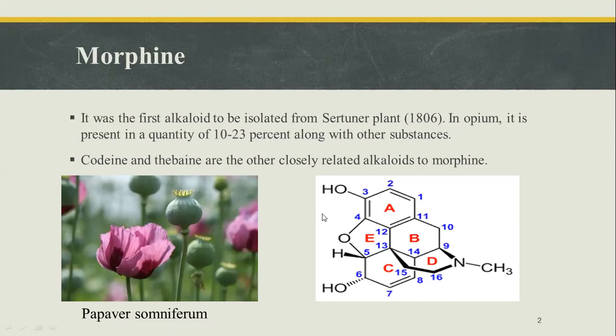So this is the actual structure of morphine. Here you can see one benzene ring, adjacent to that another 6-membered ring, another 6-membered ring. And here you can see the heterocyclic ring where the nitrogen is attached to a methyl group. And here the ether linkage is present where the oxygen is present between two carbon atoms. So altogether there are 5 rings, A, B, C, D and E. So now we shall study the structure of morphine.